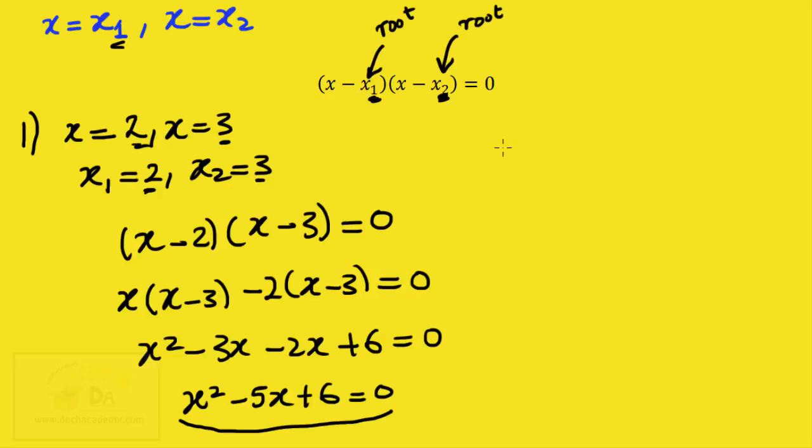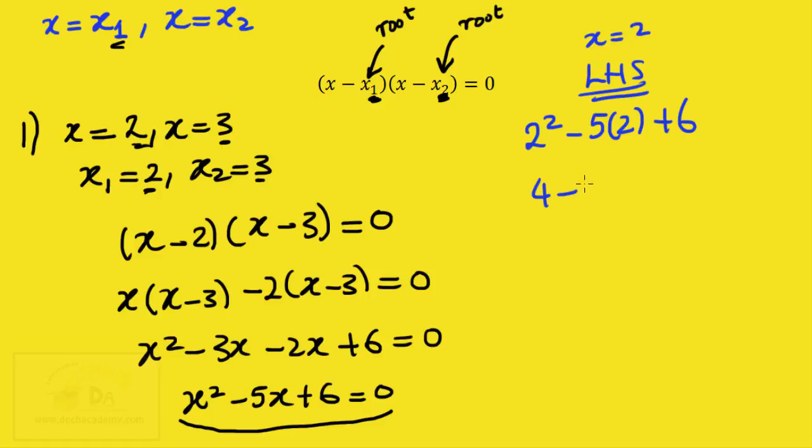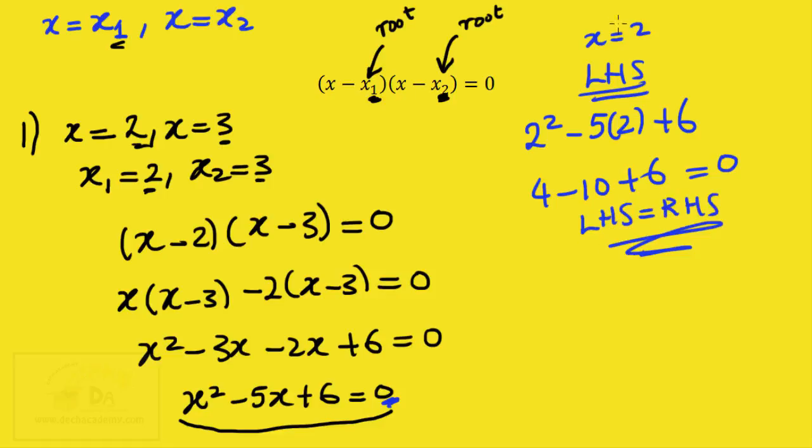So let's try that. I'm going to replace x with 2. So instead of x squared, I'm going to have 2 squared. And instead of minus 5x, I'm going to have minus 5 times 2 plus 6. That's the left-hand side of the equation when x is 2, and that gives 4 minus 10 plus 6. 4 minus 10 is minus 6. Minus 6 plus 6 is 0. What's the right-hand side? 0. So the left-hand side is equal to the right-hand side of the quadratic equation when x is 2. So we know that this equation we obtained is valid. It's correct because a root of this equation, a solution of this equation, is x equals 2.